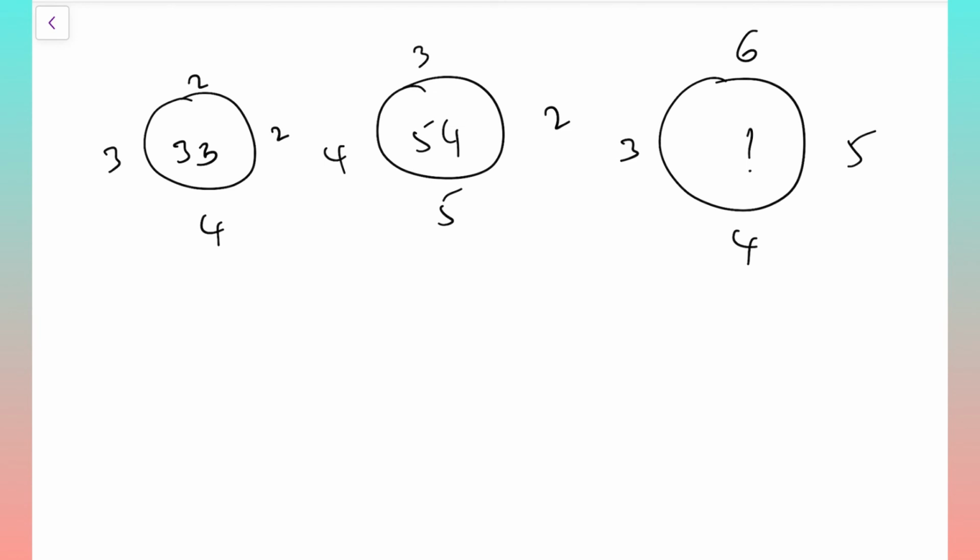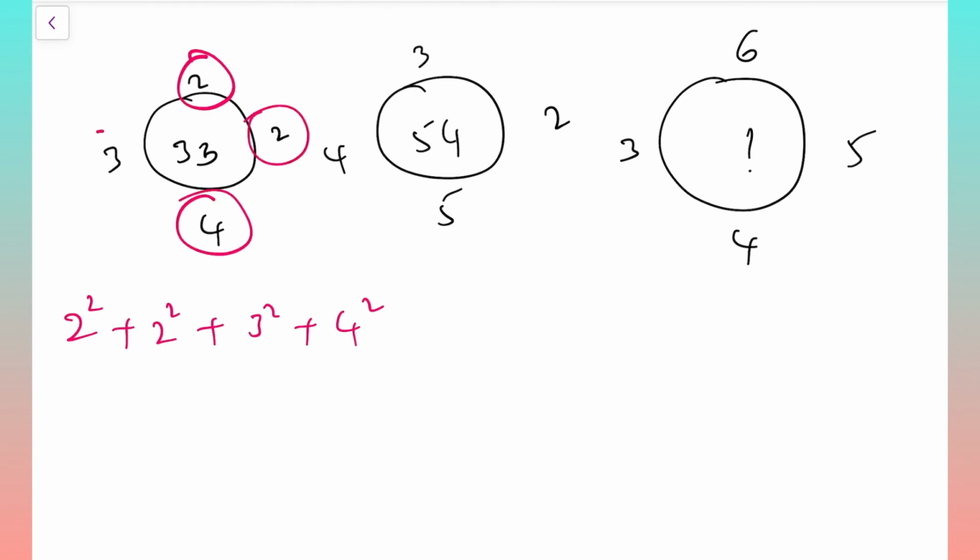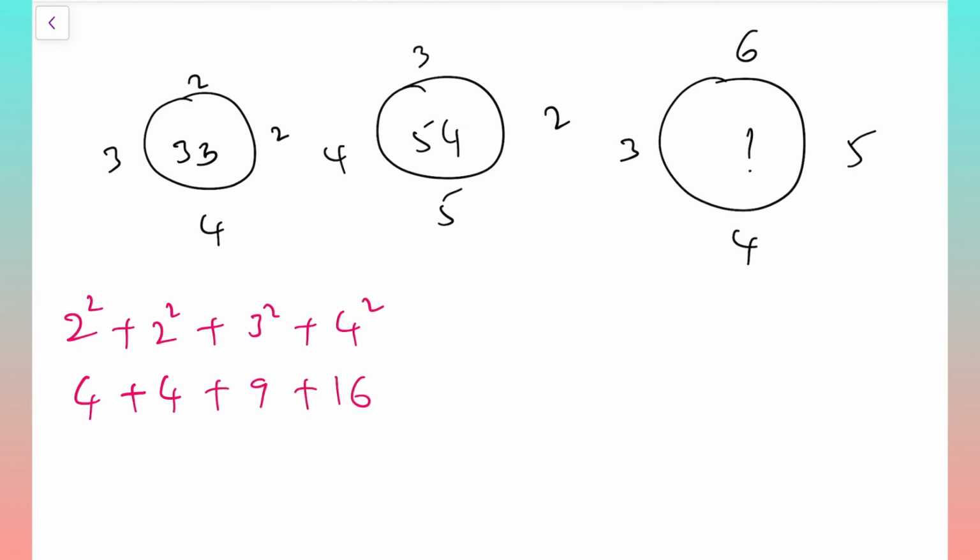I will do squares of the outside numbers and addition. 2 square plus 2 square plus 3 square plus 4 square. These all 4 numbers I am squaring, and those answers I am adding. Okay, let us check now. 2 square 4 plus 2 square 4 plus 3 square 9 plus 4 square 16. 16 plus 4 is 20, 20 plus 13 is 33. Yes, that is the correct one.